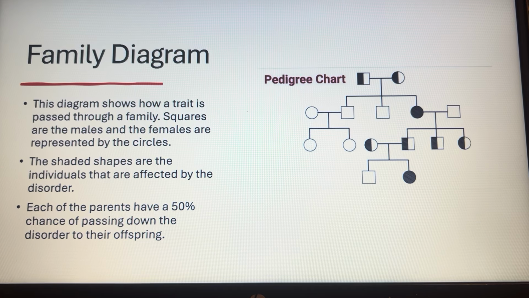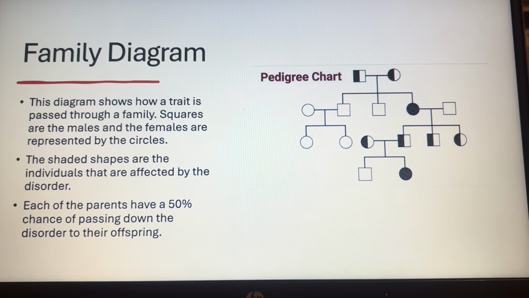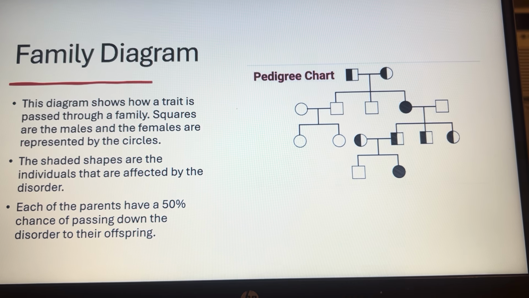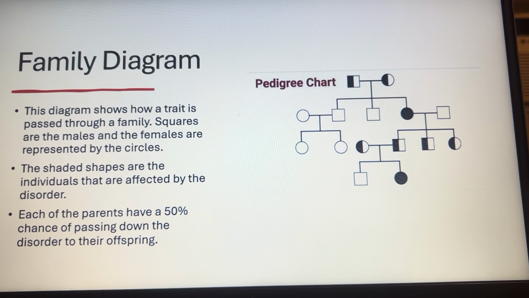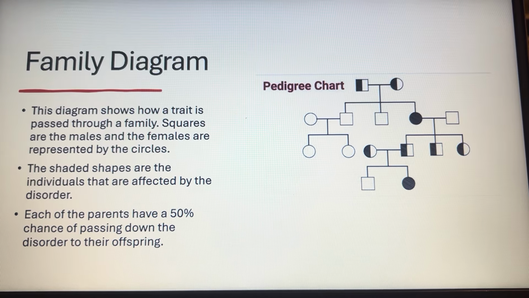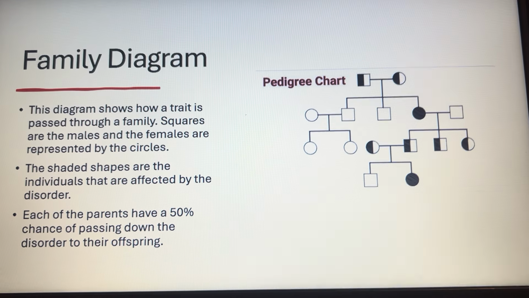This is a family diagram. This diagram shows how a trait is passed through a family. Squares represent males, and females are represented by circles. The shaded shapes are the individuals affected by the disorder. In this pedigree chart, each parent has a 50% chance of passing down the disorder to their offspring.